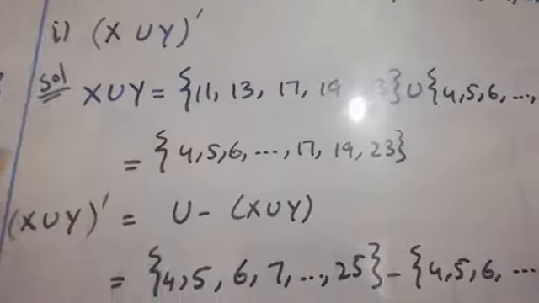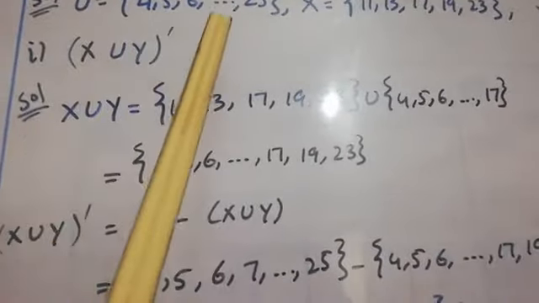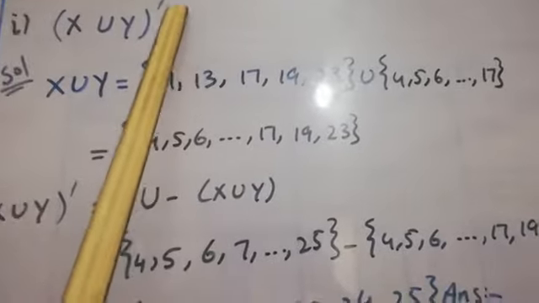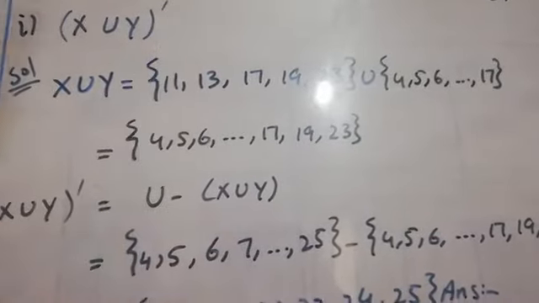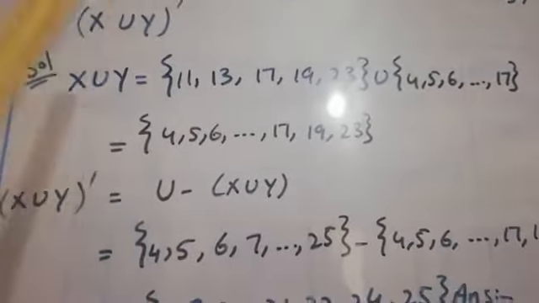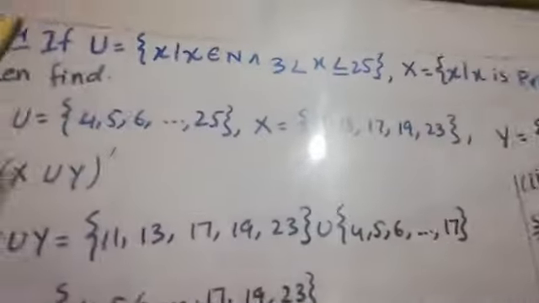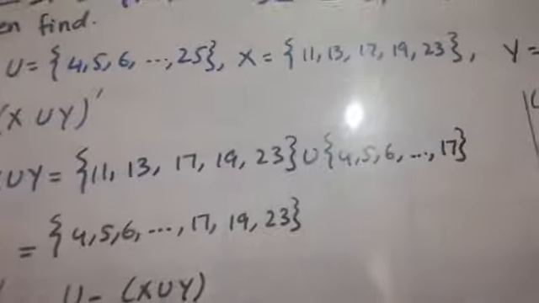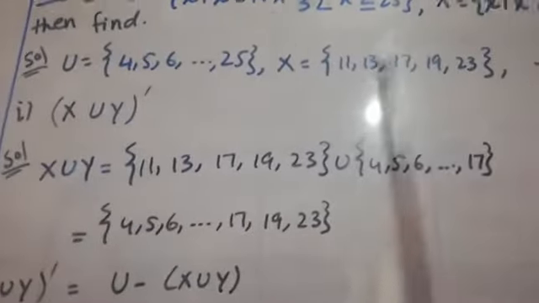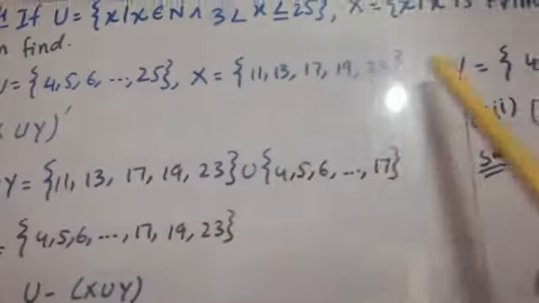First part is X union Y whole complement. First of all, I would like to discuss the complement. Complement means when we take the difference of any set from the universal set. Universal set actually is the set which has all the elements under discussion.